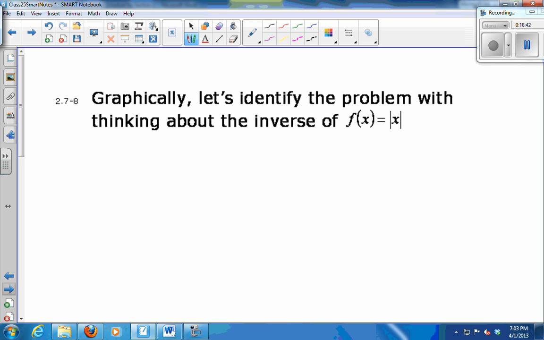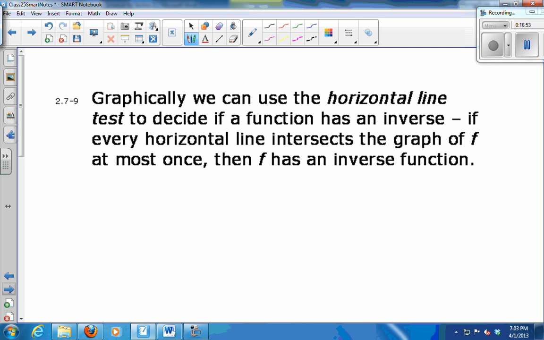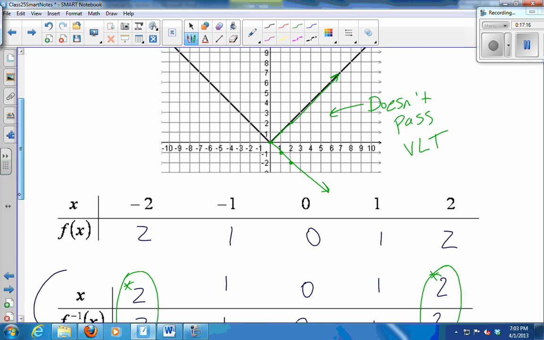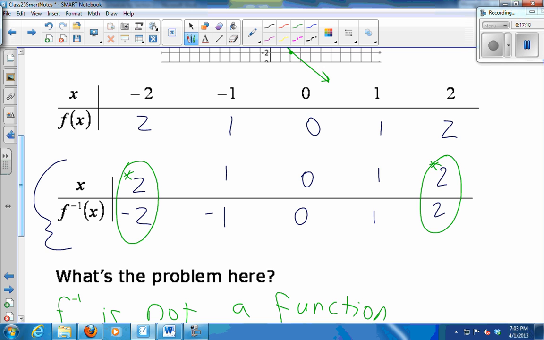So graphically, we just showed what the problem was. The inverse function, right? That's not really a function, it didn't pass the vertical line test. So we could have used the horizontal line test first, right? So the horizontal line test helps us decide if a function has an inverse. So it says if every horizontal line intersects the graph of f at most once, then it has an inverse. If it ever intersects twice, no inverse. So this way I wouldn't have had to do all the work of getting a table of values, plotting the points, and looking at the result.